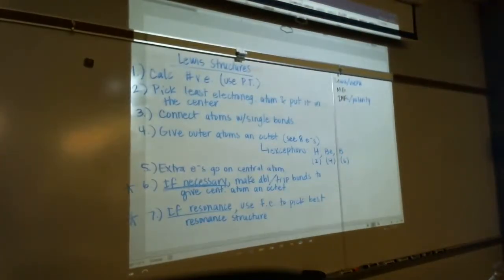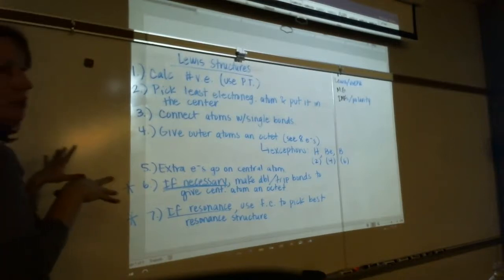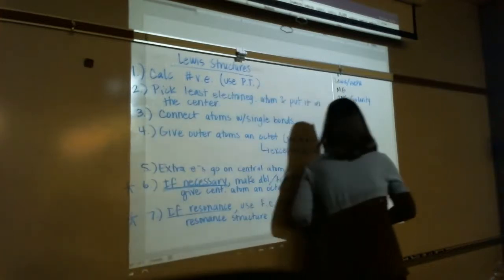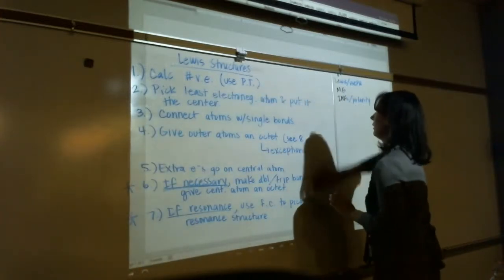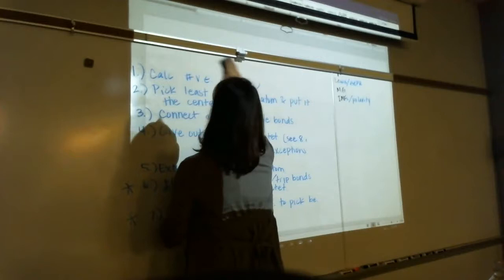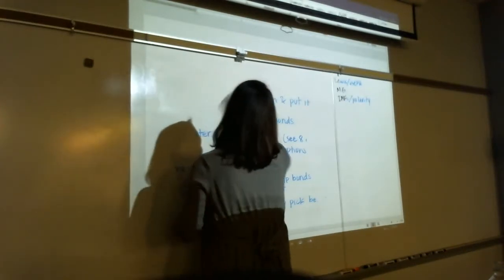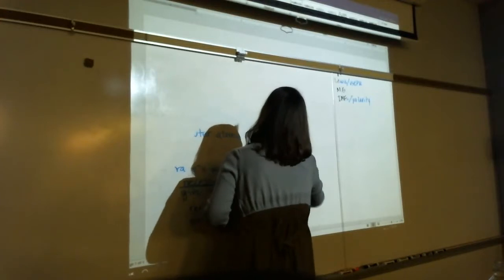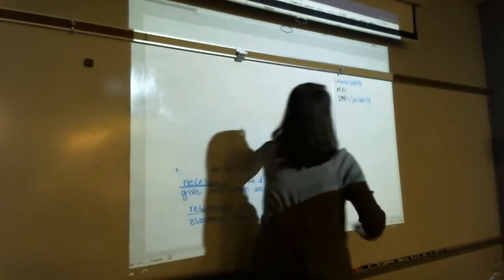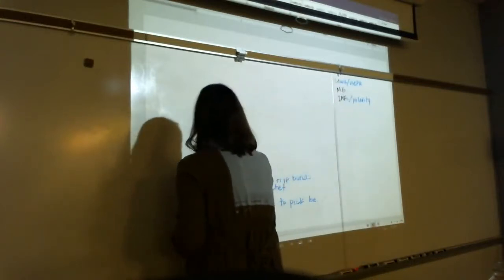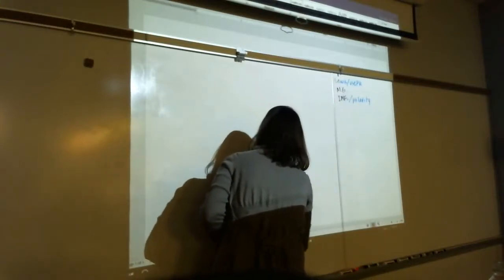So let's go through some examples. Is everyone okay if I erase the rules so that I can stay in the screen where my camera will pick me up? All right, so let's go through some examples. We're going to start with a couple easier ones, and then we'll work our way up. And we can actually figure out if they're polar and nonpolar all at the same time, too. So we're just going to do all of this at once.